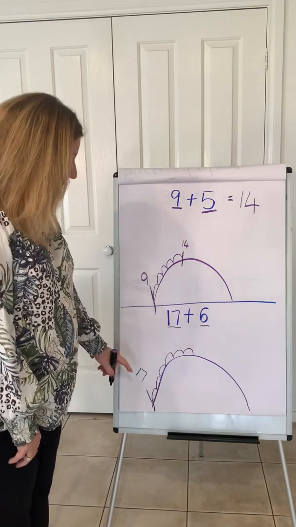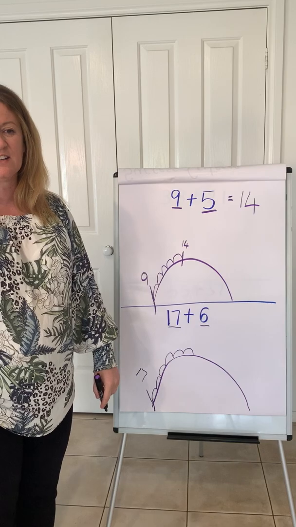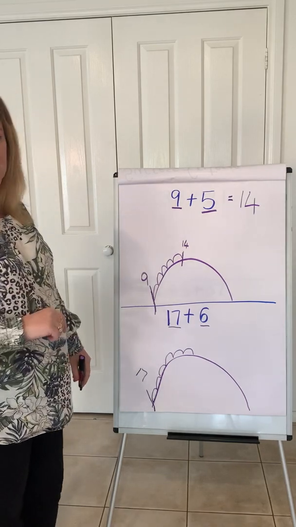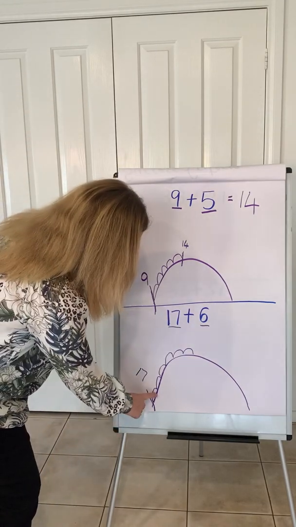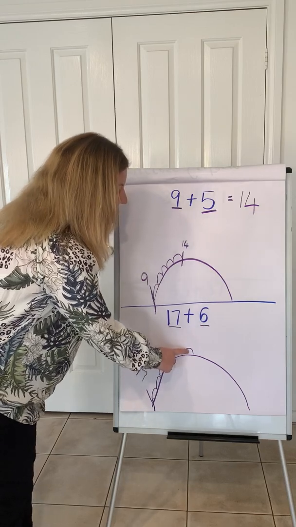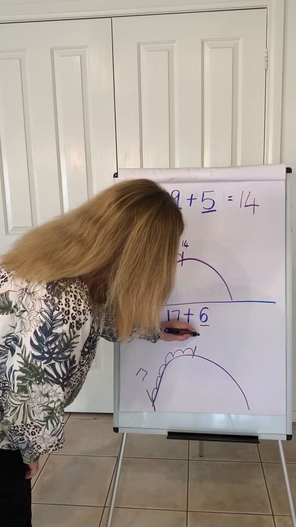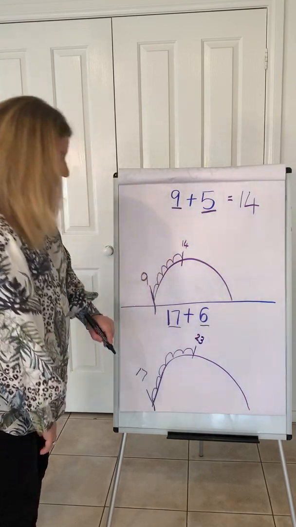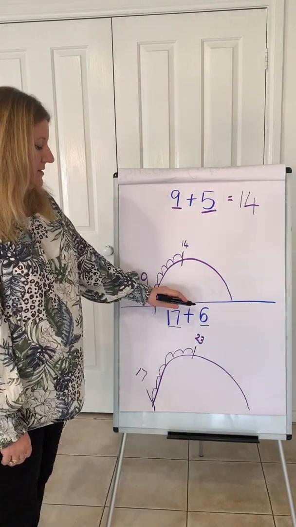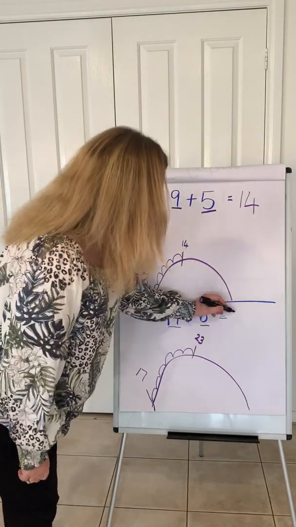Let's count them. Remember, I start at 17 because that's my starting number. I don't need to start saying 17. 17's in my head. I jump from the next number. 18, 19, 20, 21, 22, 23. I draw a line here and I write 23 because that's where I stop. 17 plus 6 equals 23.